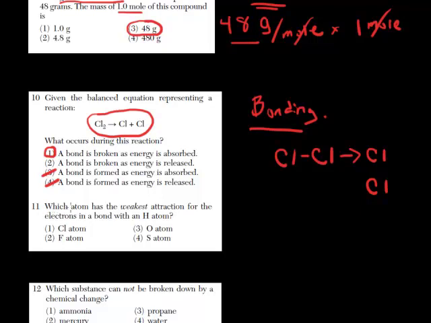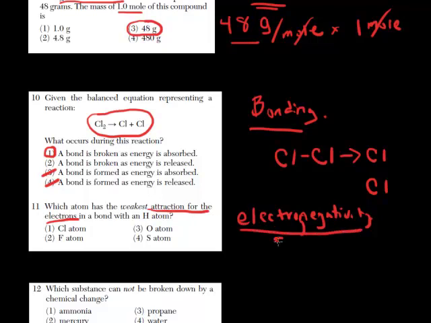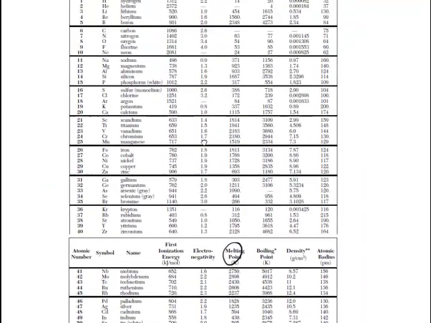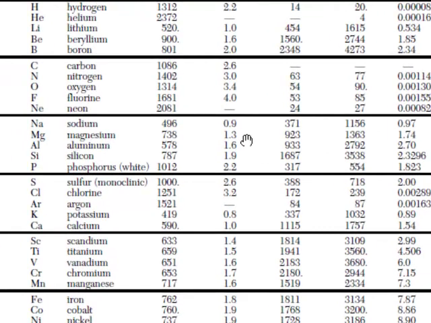For your next question, number 11, which atom has the weakest attraction for the electrons in a bond with hydrogen atom? Well, this whole concept of attraction for electrons deals with a concept called electronegativity. And the idea of electronegativity, we can look that up on Table S for these 4 elements. So let's go to Table S, which we still have open from our previous question, and we'll find our 4 elements, write down those numbers and compare them to each other. The first one is chlorine.